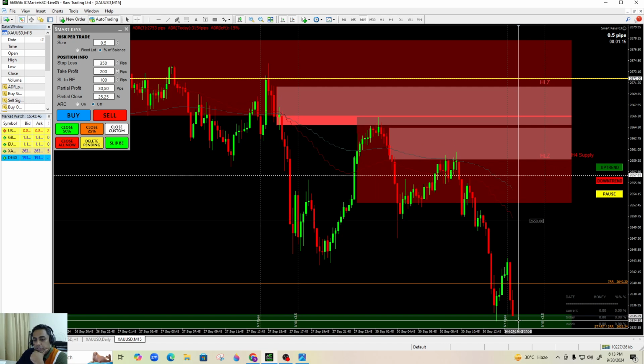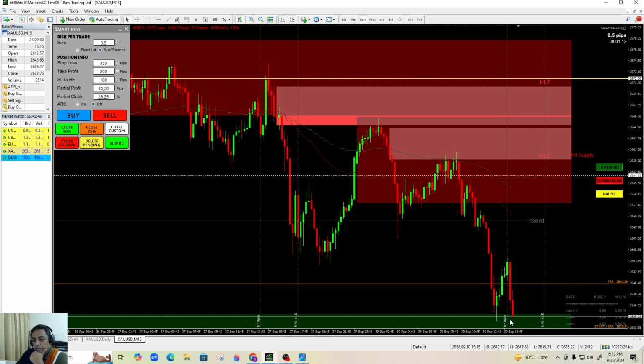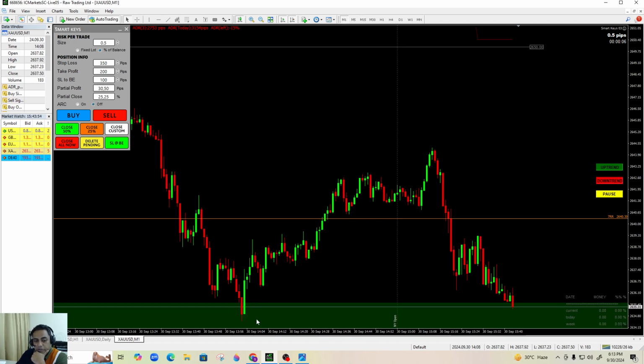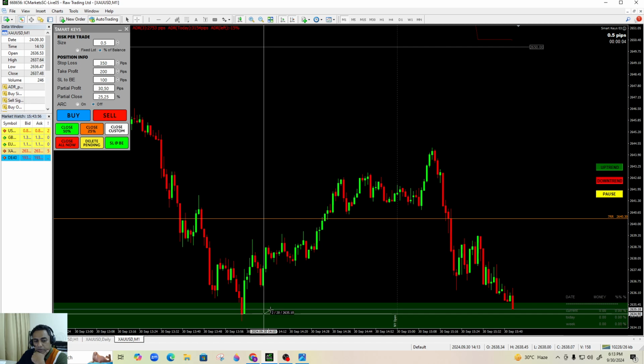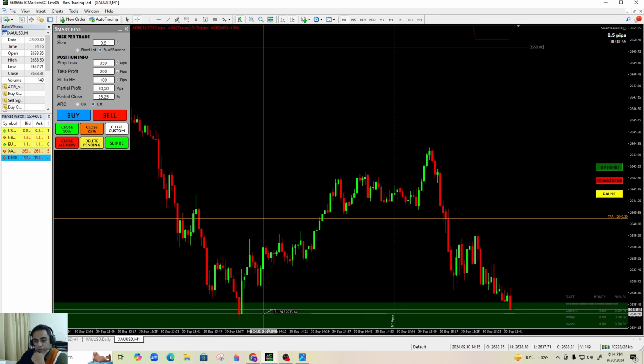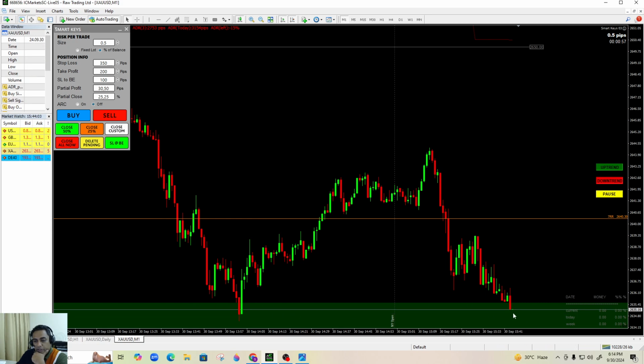Yeah, so we're almost there. We're about 2-3 pips away from taking out 2635, 2 pips away. So that's the low. Yeah, we're almost there. 1 pip away, 1-2 pips away. It should take out in the next couple of candles.